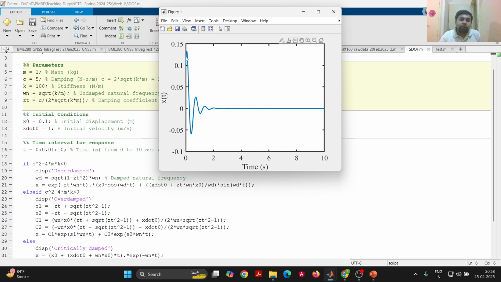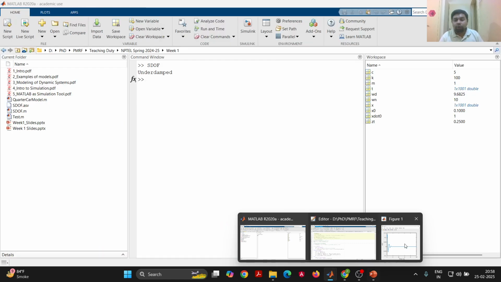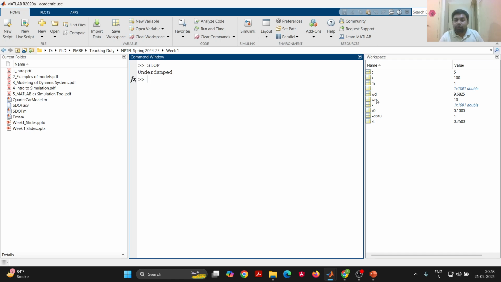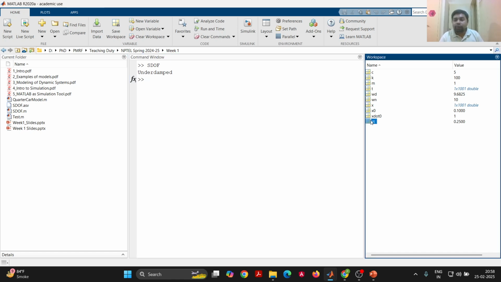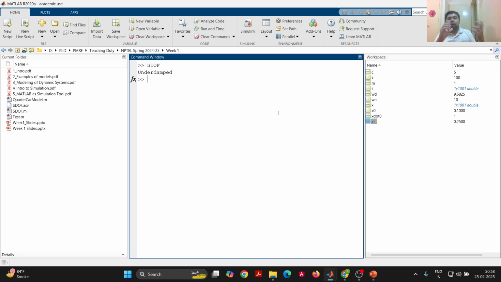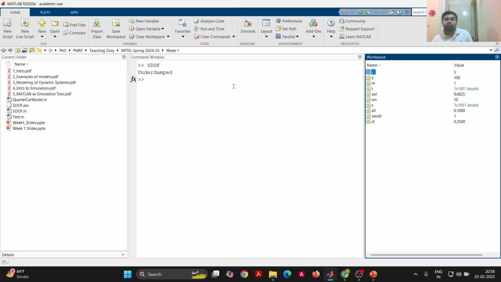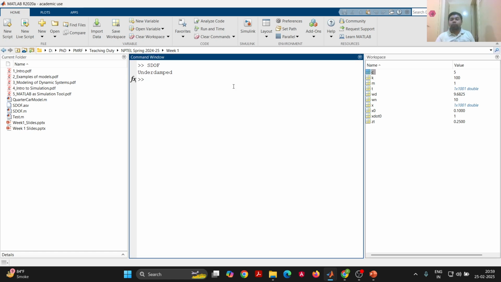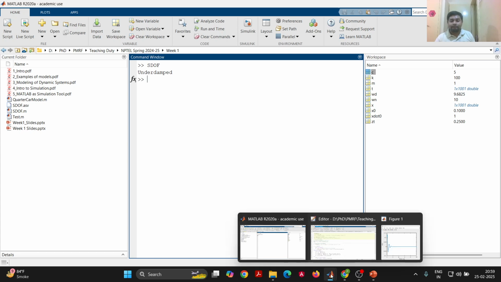So this is very similar to what we expect in the underdamped case. Now to check whether the plot is correct, we'll check the value of the damping ratio zeta. It is 0.25, which is less than 1, so it is correctly showing it. You can see in the command window it is printing underdamped, which is correct because our original damping value is 5, which is less than 20, so it falls under the underdamped category.